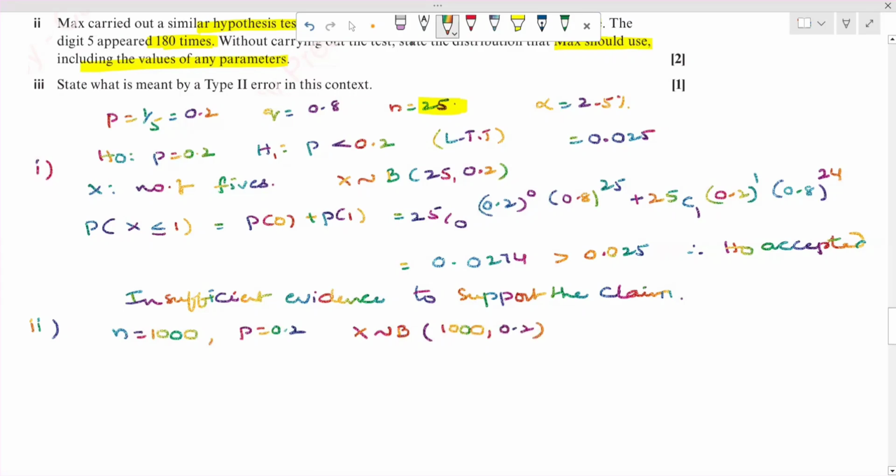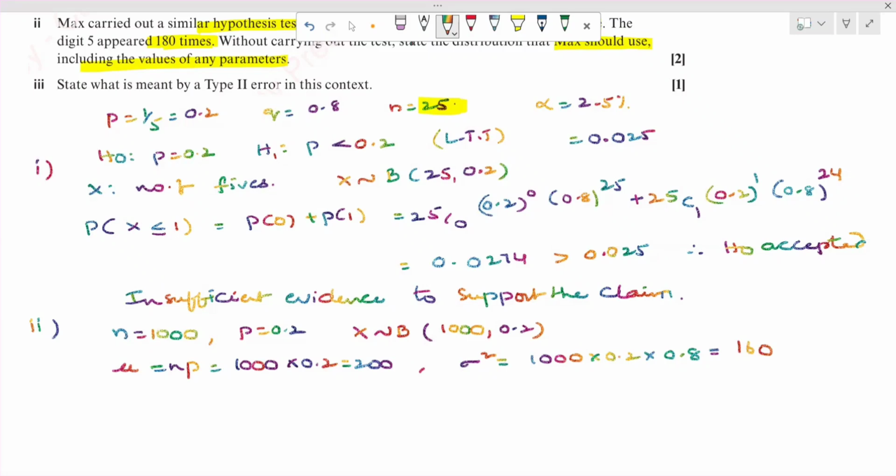We have to go for the normal distribution. So mu is equal to n times p, which means 1000 times 0.2, which is 200. Now the variance, sigma squared, is 1000 times 0.2 times 0.8, which is 160. Then X is normally distributed with mean 200 and variance 160. So they are asking us to write the parameters over here.